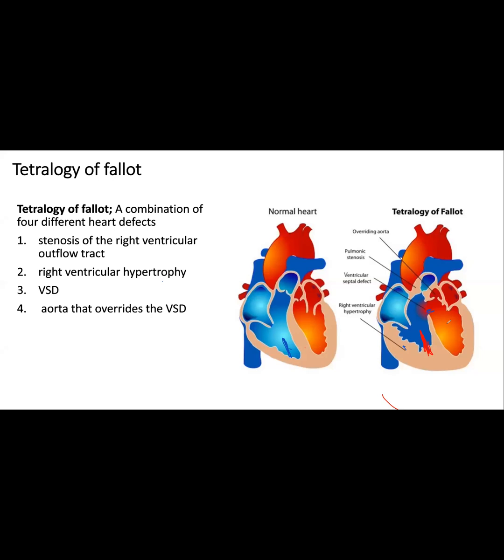So this is when the aorta sits above the ventricular septal defect, and it's giving a biventricular access, meaning that it takes blood from both ventricles. So the aorta is above the VSD, and it has access to both the right and the left, and that's why we say it has a biventricular access.